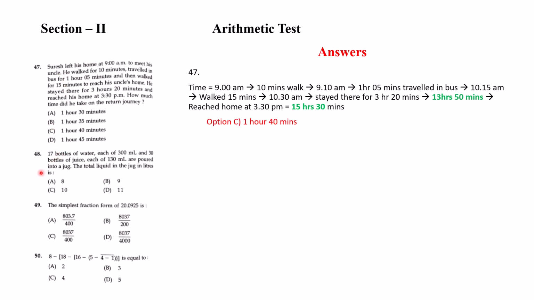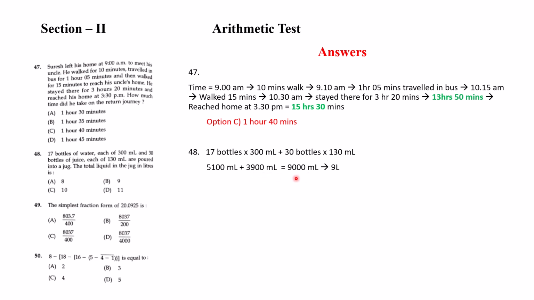Next, question number 48. It says 17 bottles of water, each of 300 ml, and 30 bottles of juice, each of 130 ml, are poured into a jug. The total liquid in the jug in liters is dash. So first we'll convert everything in terms of ml. 17 bottles of 300 ml plus 30 bottles of 130 ml. When we multiply this, there is total 5100 ml of water and 3900 ml of juice.